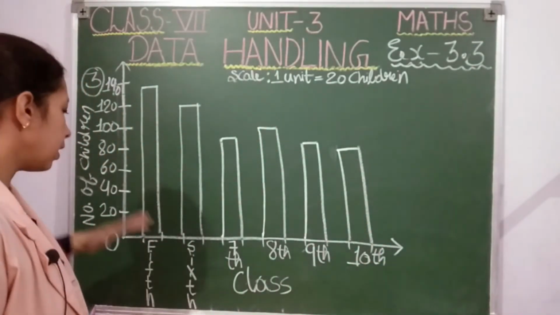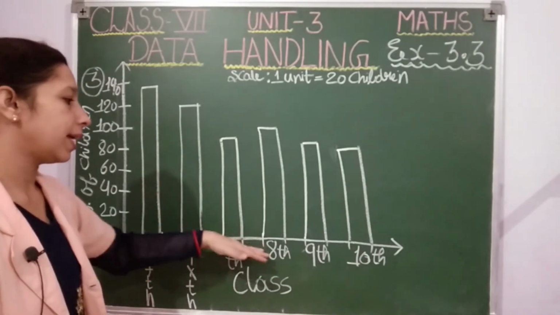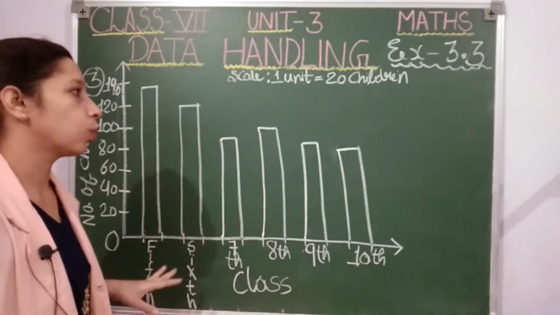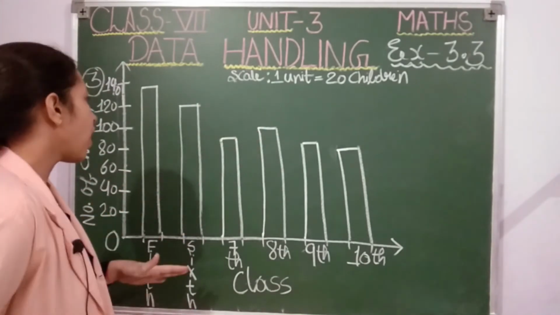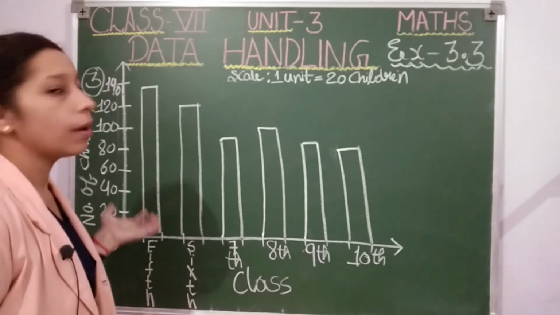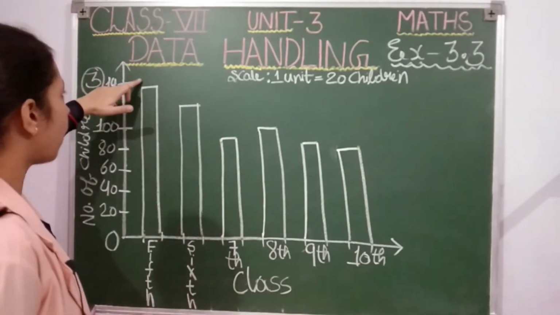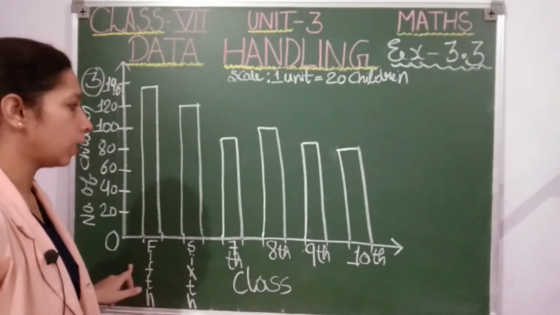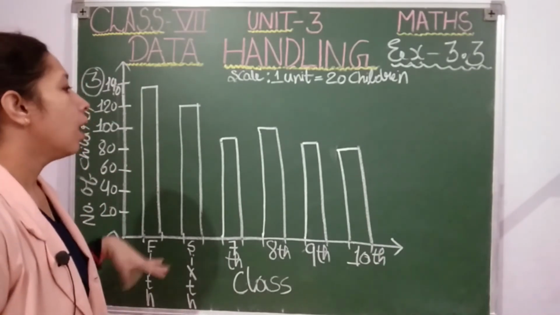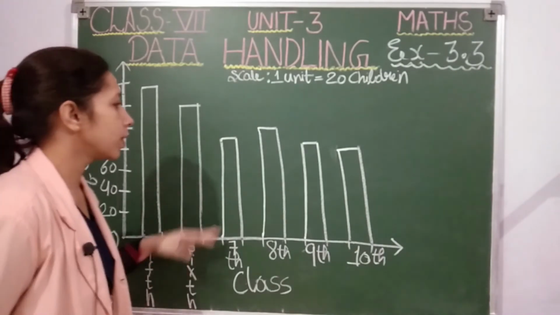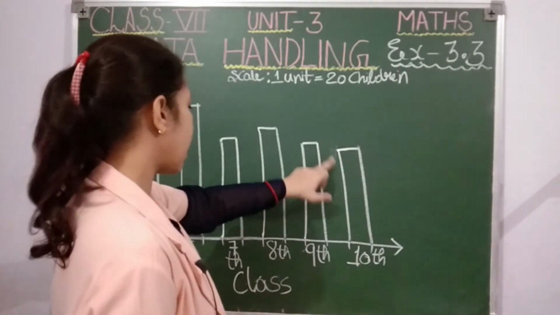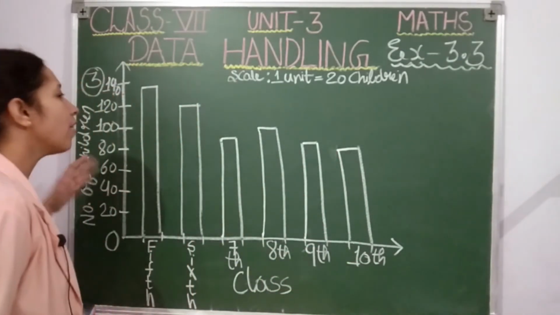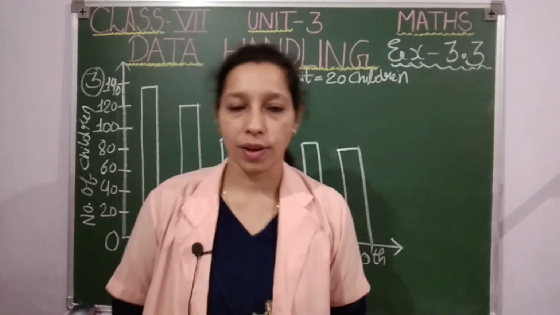Title: Class, number of children. Classes are 5th, 6th, 7th, 8th, 9th, 10th. Then number of children we have already written. Scale is ready. 1 unit is showing 20 children. Now students, if I ask you which class has the maximum number of students, you can just see the bar. This bar is the highest, so that means 5th standard has the maximum number of students. If I ask you which class has the minimum number of students, then this bar is the smallest, so you can answer 10th has the minimum number of students. So by seeing the graph we can very easily answer the given questions.